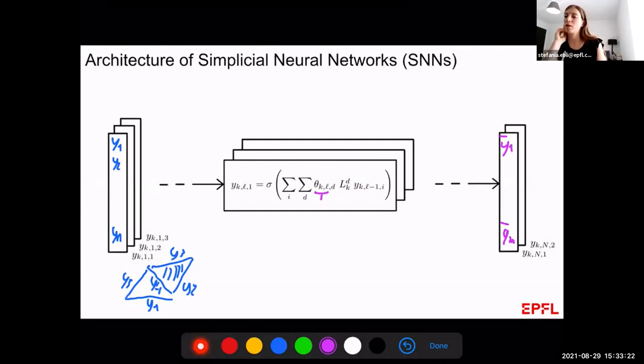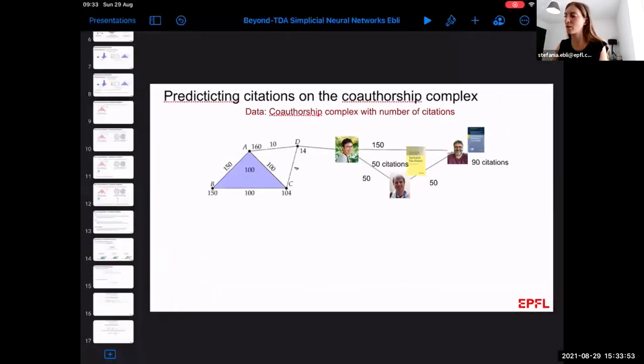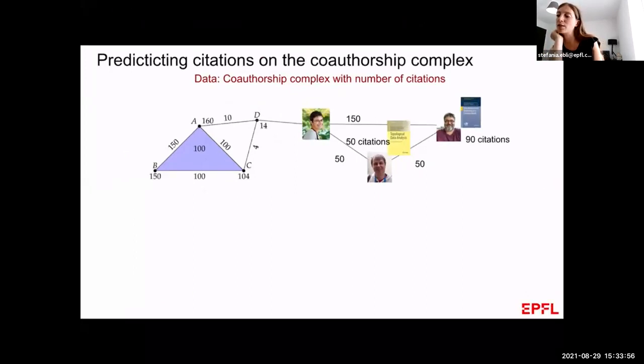Okay, so I showed you now the basic foundation of a simplicial neural network and how the architecture works. So I will present you now the task we trained our neural network on. Michael Gard and I decided that the task we wanted to train the neural network on was predicting citations on the coauthorship complex. So what was the data we had? We took it from the Semantic Scholar dataset, which is a huge dataset containing papers together with citations, together with other metadata. And from the Semantic Scholar dataset, we built different coauthorship complexes in this way.